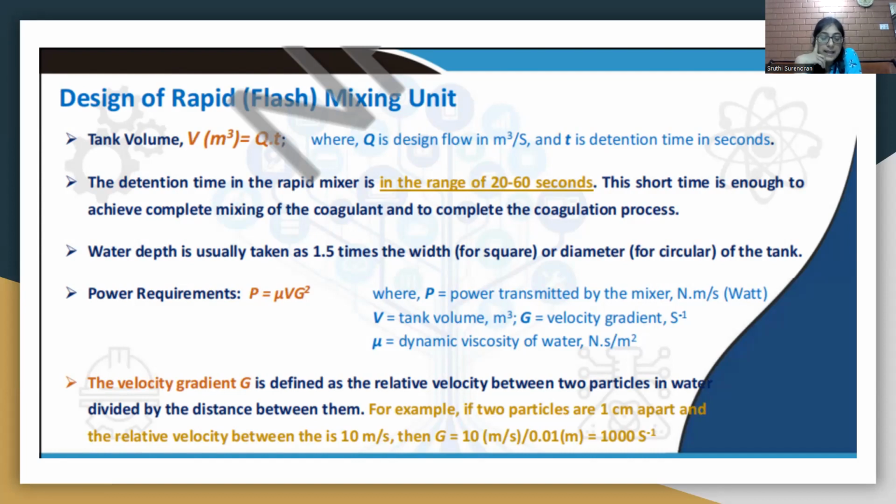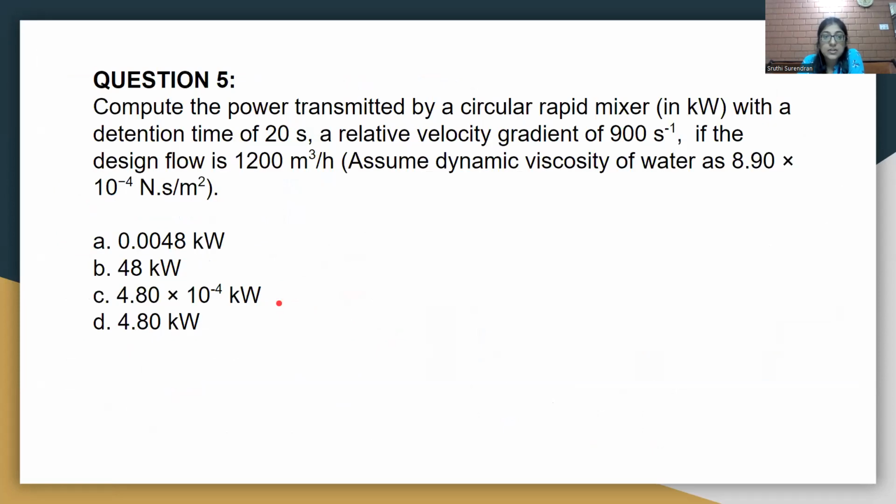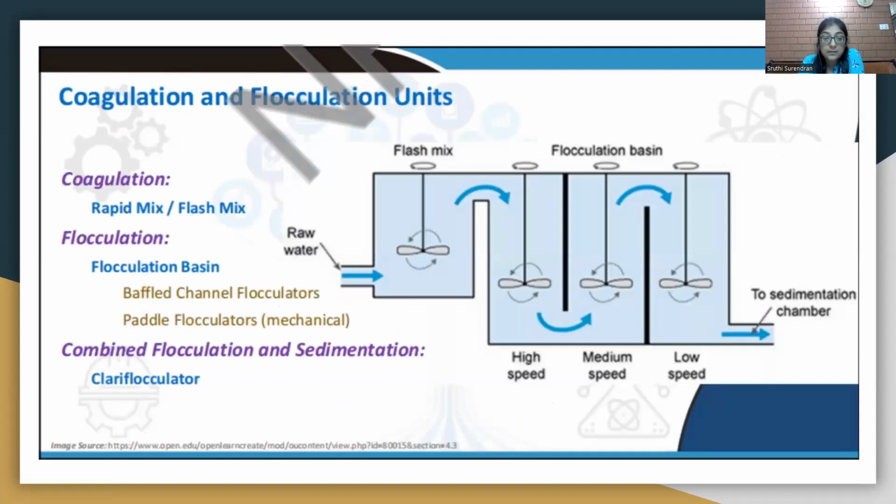Power requirement is calculated using this formula here, which is mu v g square, where g is the velocity gradient obtained by dividing the relative velocity by the distance between the two particles. So that will give us a velocity gradient. Here in our question, velocity gradient is given. The volume of the tank is not given. The discharge rate is given. Detention time is given. Velocity gradient is given, and dynamic viscosity is given.